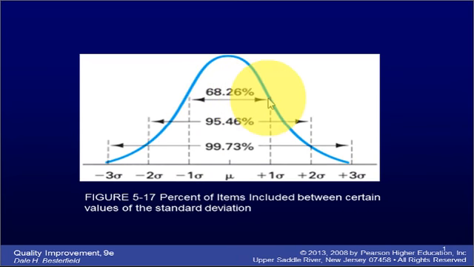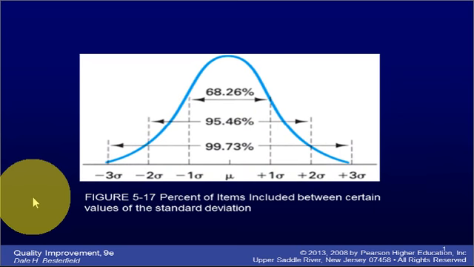68.26% of the population is in the range between mu minus 1 sigma and mu plus 1 sigma. Now, if we examine the range from mu minus 3 sigma to mu plus 3 sigma, then 99.73% of the population is in this range. Therefore, we can tell that only 0.27% are outliers, the data that are too large or too small, like extreme data points.